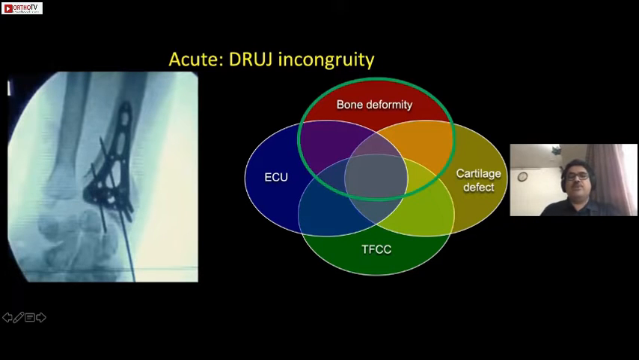So you have the bony deformity. We need to address this bony deformity, and this video was actually showing a maneuver to reduce this step. This needs to be done intraoperatively when you notice it. Otherwise, this is going to lead to a painful and stiff DRUJ.